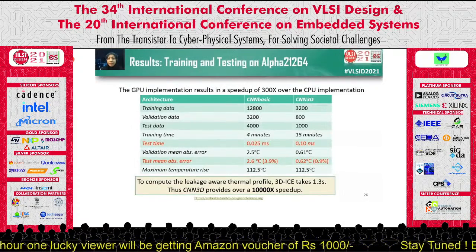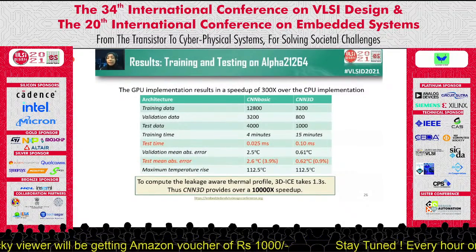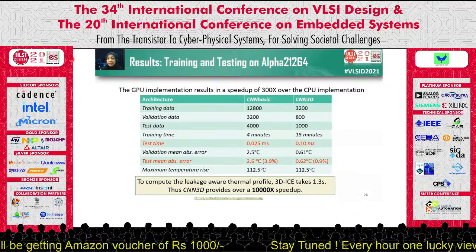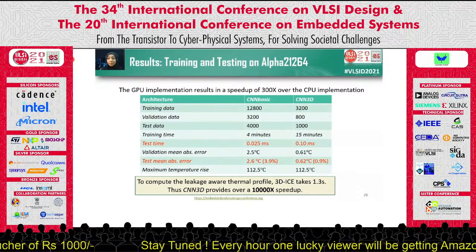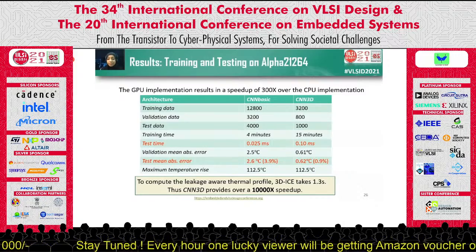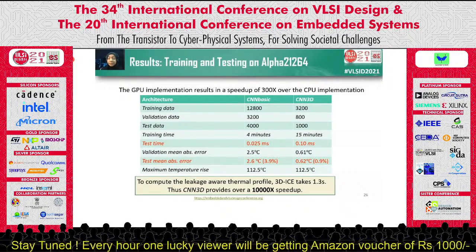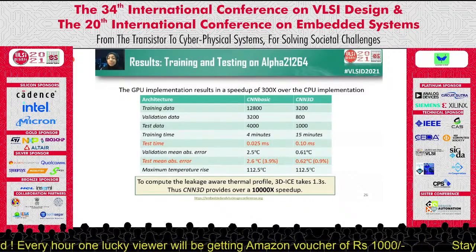in comparison, to compute the same thermal profile, 3D-ICE takes 1.3 seconds. Thus, our approach provides over 100,000x speed up over the state of the art. While the test error for our case is 0.62 degrees Celsius, which is under 1%.